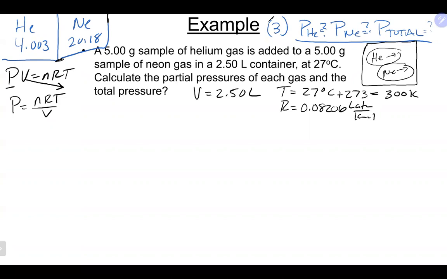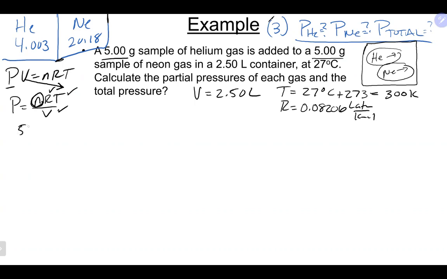Now we really have everything we need to go into these equations except for n, which is the moles. We have grams of each gas, so the first thing we want to do is get the moles of each of them so that we have what we need for the ideal gas law. If you check it off, we have temperature, volume, and R, but we are missing the moles. That's why we have to do the conversion of grams to moles.